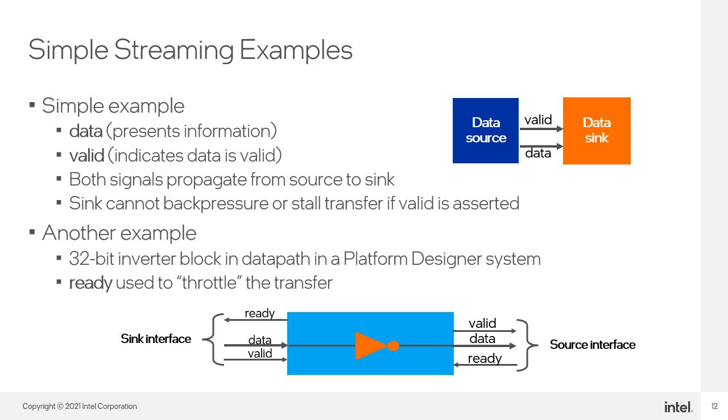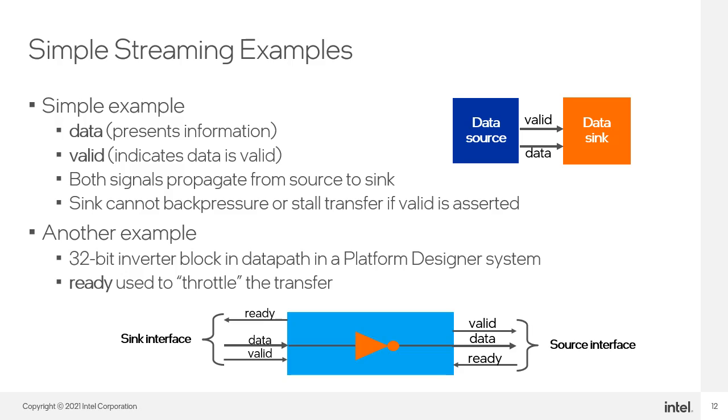Here are 2 simple examples of Avalon Streaming interfaces. In the first example, the Avalon Streaming source produces the valid and data signals. The data signal presents the information, and the valid signal serves as an enable to the sink to indicate that the values on the data signal should be accepted. If the source has no data to send, it deasserts the valid signal. In this case, the sink has no way to stall the transfer, so it must always be able to accept data when the valid signal is asserted.